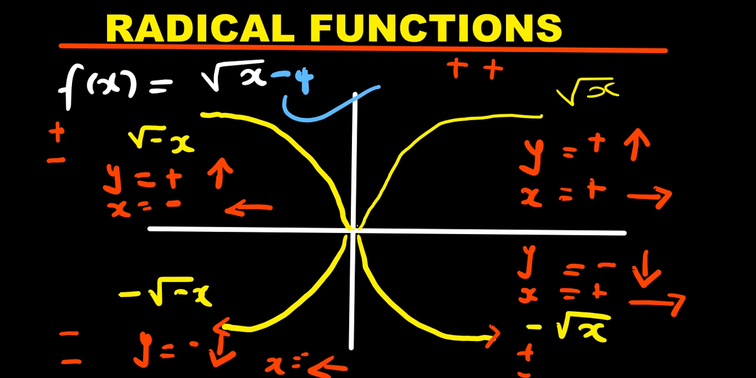You get what is in the root and equate it to 0, so therefore your x will just be equal to 4, right? When you take the 4 to the other side, if x is going to be equal to 4, it means your graph is going to start at 4. Let's say 4 is here.